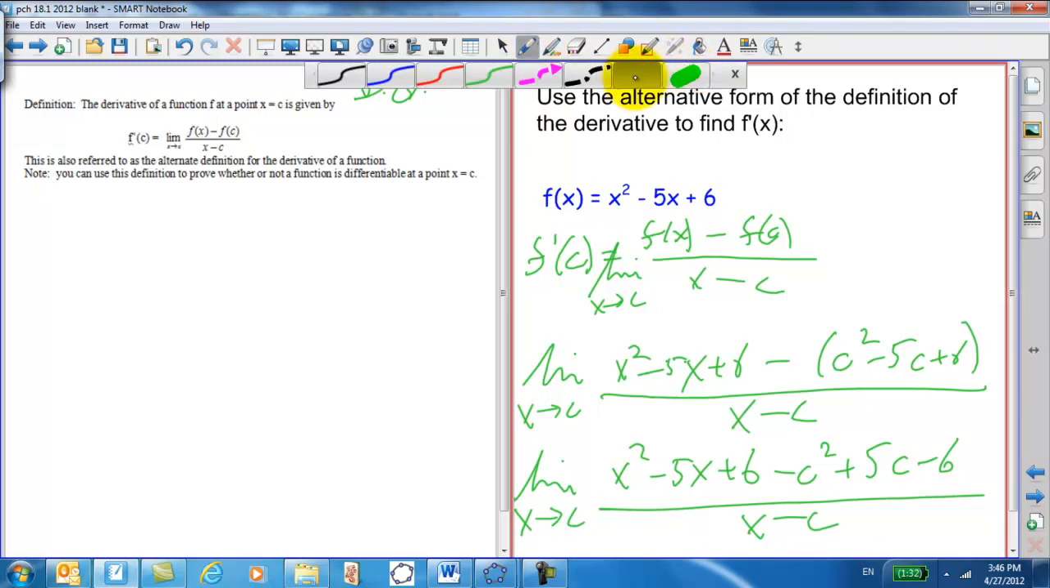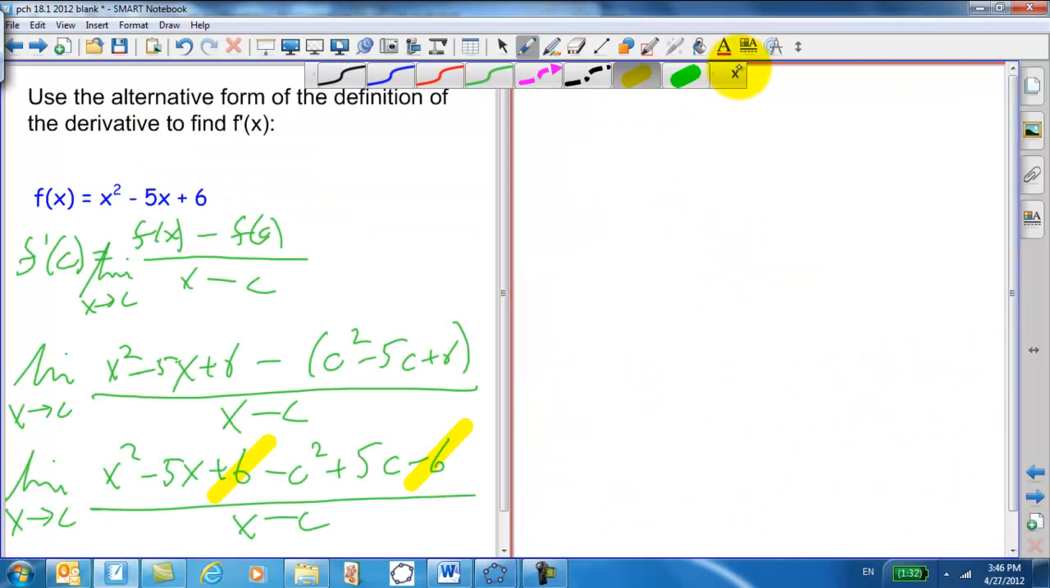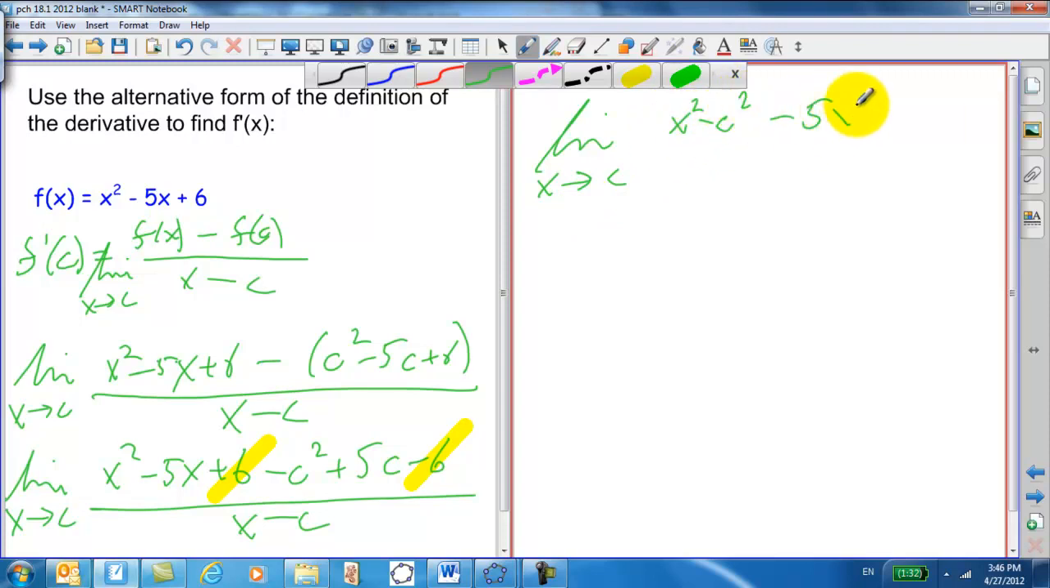Let's see. The 6 and negative 6 cancel. That's it. Now here's where the factoring gets a little trickier. That's why this form is not as preferred, but in some cases it does end up being a simpler approach. So we've got the limit as x goes to c. Now I'm going to group it like this as x squared minus c squared minus 5x plus 5c all over x minus c.